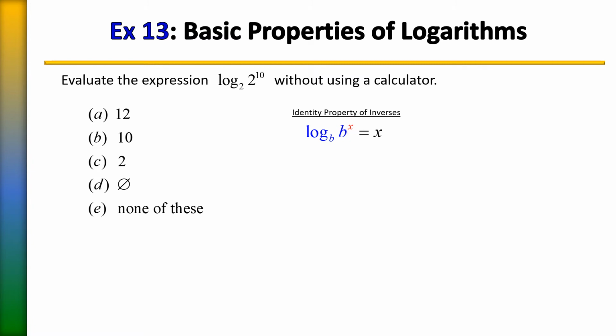So our base b here is 2, and so is the answer. So it means that the output of my answer will equal whatever this exponent is. In this case, it is 10. So therefore, x equals 10, the value. And there you have it, basic properties of logarithms.